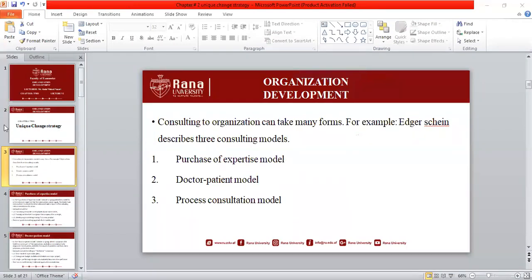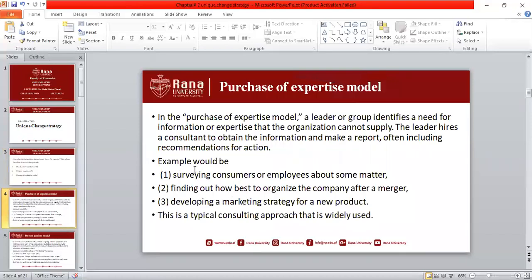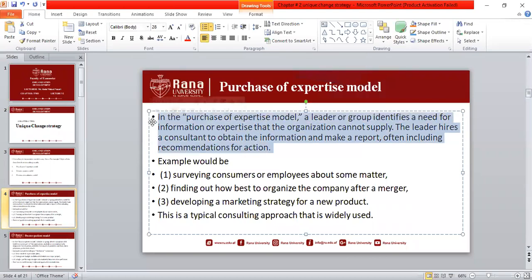Look, the purchase of expertise model. In this model, a leader or group identifies a need for information or expertise that the organization cannot supply. The leader hires a consultant to obtain information and make a report, often including a recommendation for action. An example would be surveying consumers or employees about some matter, finding out how best to organize the company after a merger, or developing a marketing strategy for a new product. These are the issues we have.